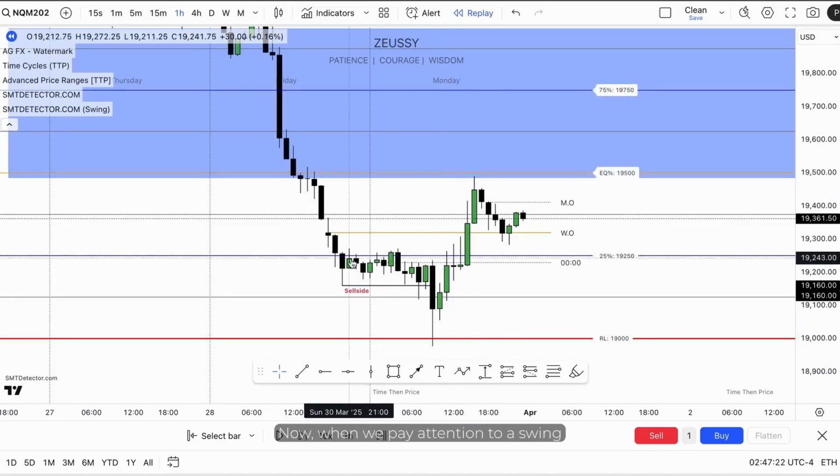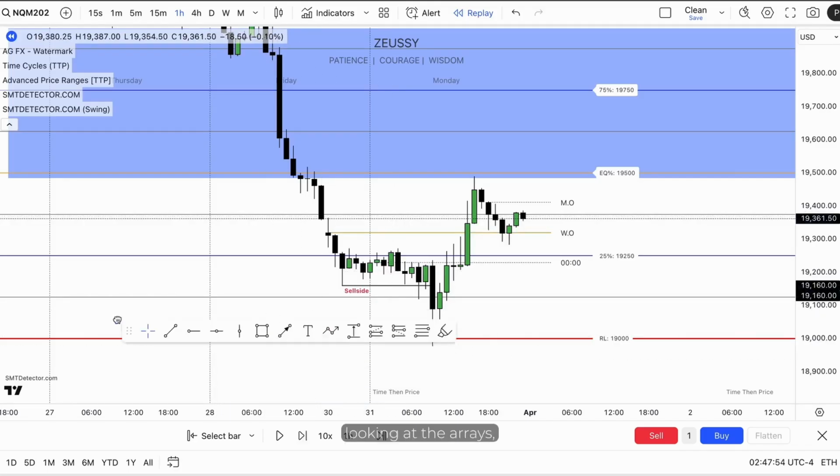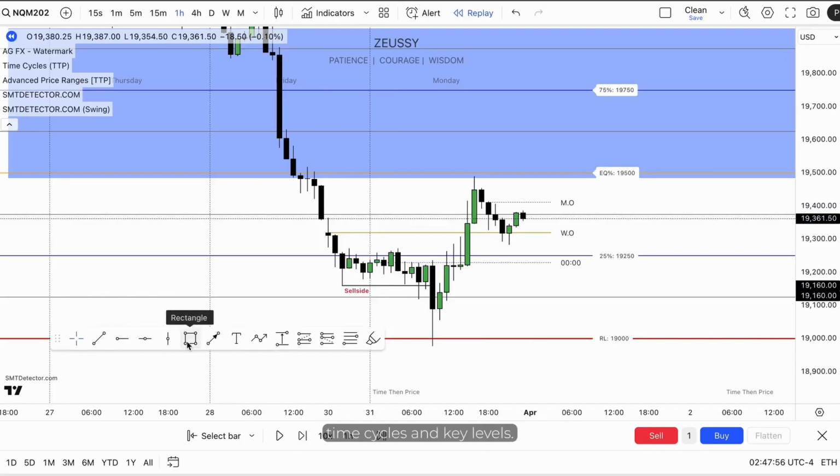Now, when we pay attention to a swing formation like this, because that is what our focus is going to be on, recognizing market swings, it's important to note that we pay attention to time cycles and price cycles, and we could even look at PD arrays, but in this case, I do not need any PD arrays because we're at levels which have been met a long time ago. We have to go far back into the past before you could even see any arrays, and therefore it's simply not worth looking at the arrays. Simply focus on the time cycles and key levels.